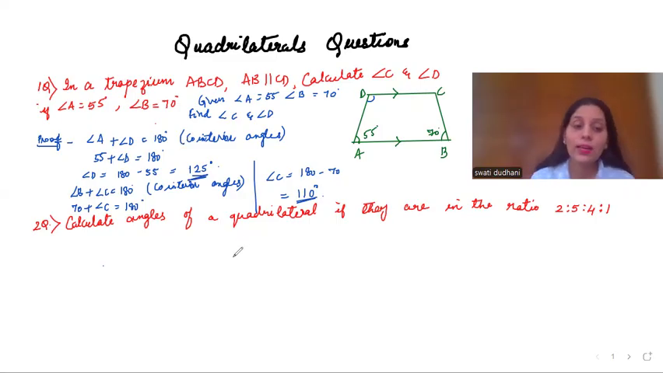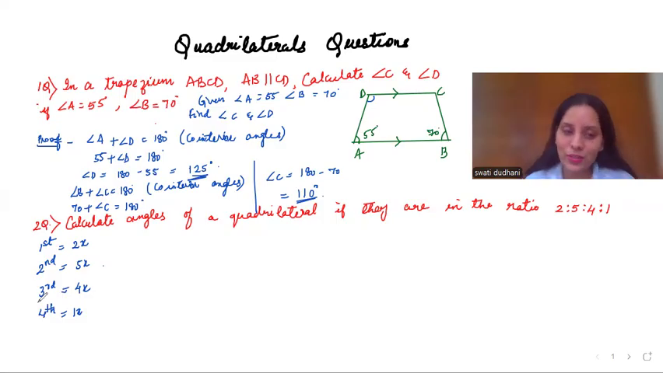Now, next one, calculate the angles of a quadrilateral if they are in the ratio 2 is to 5 is to 4 is to 1. Since they are given in the ratio, what are our angles? First angle is going to be 2x, second angle is going to be 5x, third angle is going to be 4x, and the fourth one is going to be 1x. Since it is a ratio, we will multiply with the variable.